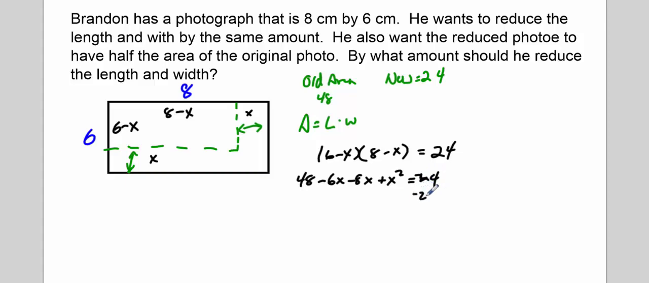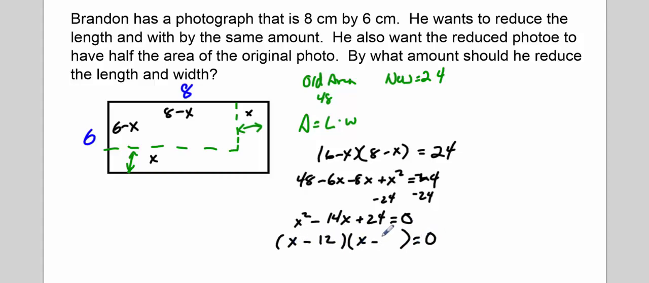Subtract 24 from both sides, and then I'll also add like terms. I have x squared minus 14x plus 24 is equal to 0. I need two numbers that are going to multiply to 24 and add to negative 14. That's going to be a negative 12 and a negative 2. So x minus 12 equals 0, which means x equals 12. And x minus 2 equals 0, which could mean x equals 2.